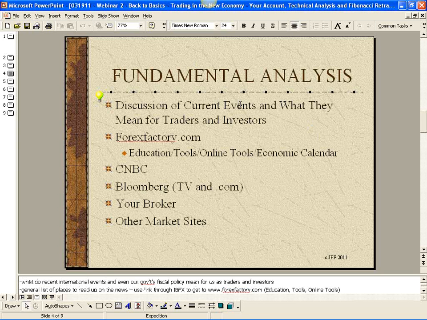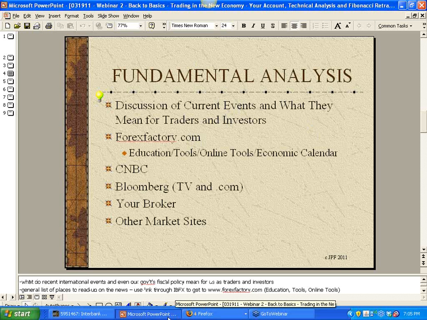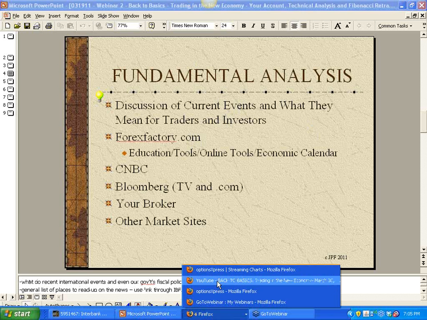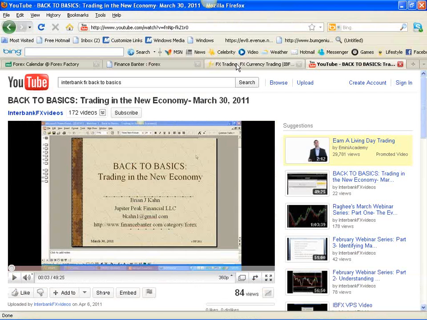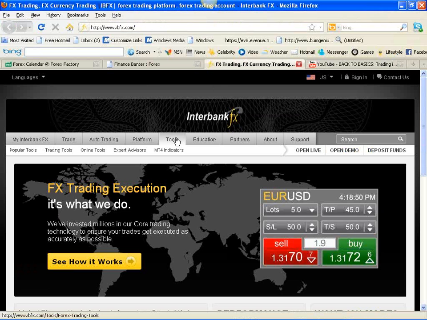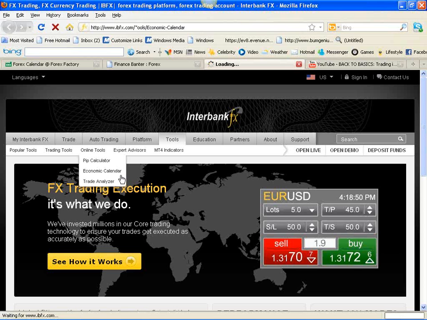So fundamental analysis, let's talk about what's happened over the past couple weeks. We'll go into forexfactory.com. Again, if you went into Interbank FX, you would see that there is a link basically under their tools, and then you go to online tools to the economic calendar. That brings up basically our Forex Factory, which is a third-party website, the economic calendar.